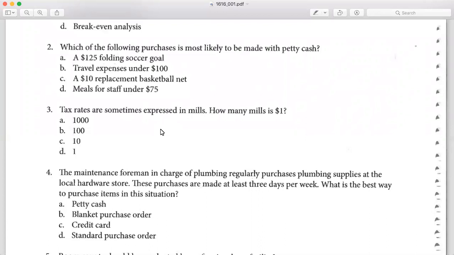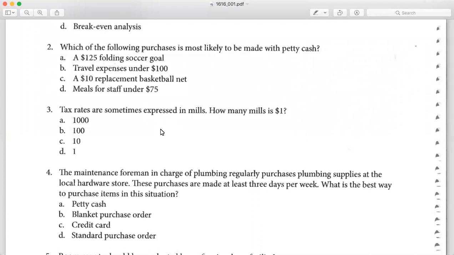We talked about each one of these. And it looks like everybody played. This is a room full of smart people. So B is correct. Blanket purchase order.